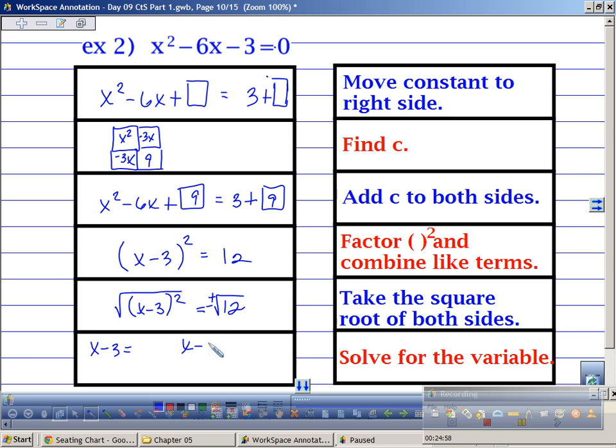Let's just split it up now. X minus 3 equals what? It could be root 12, or it could be 2 root 3. Yeah. Okay. So positive 2 root 3 and negative 2 root 3. Yes. So it's x equals 3 plus 2 root 3, and x equals negative 3 minus, sorry, it should be positive 3 minus 2 root 3. Yeah, you can do it either way. All right?